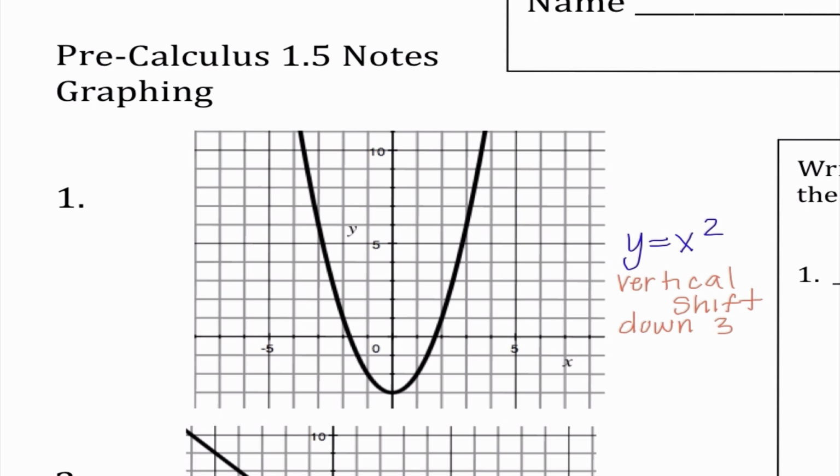So I'm going to just make a note that it's a vertical shift down 3. I notice it didn't move to the right or to the left at all, so it's not a horizontal shift. This is still going up, so it's not a reflection. And it also appears that we're going up 1 over 1 for these next points. So I know that there's not some sort of vertical stretch. It looks like the only transformation that's happened here is this vertical shift down 3.